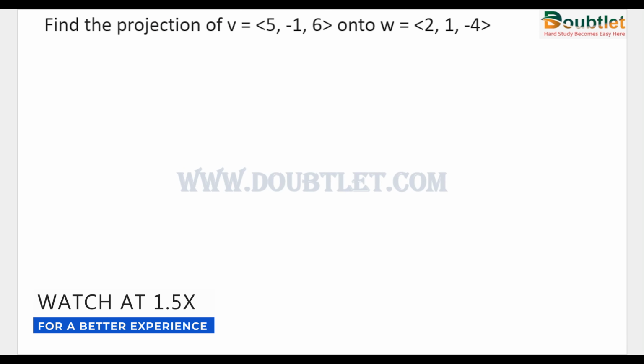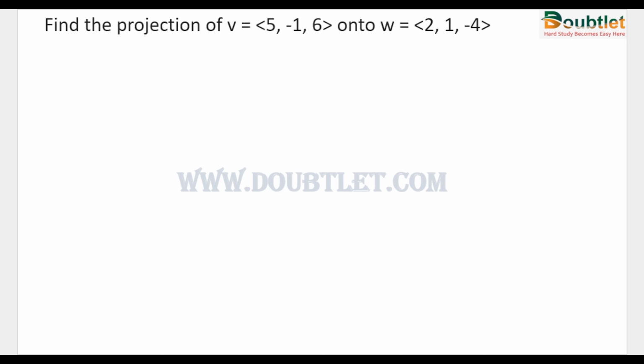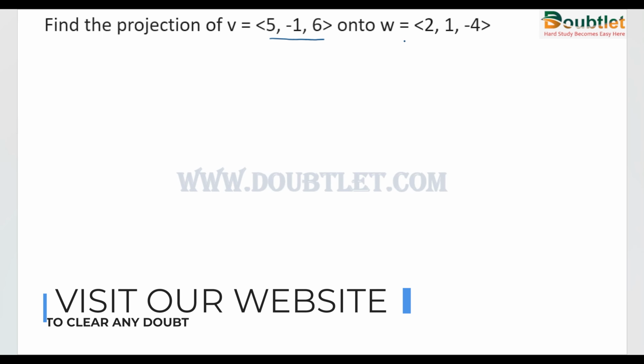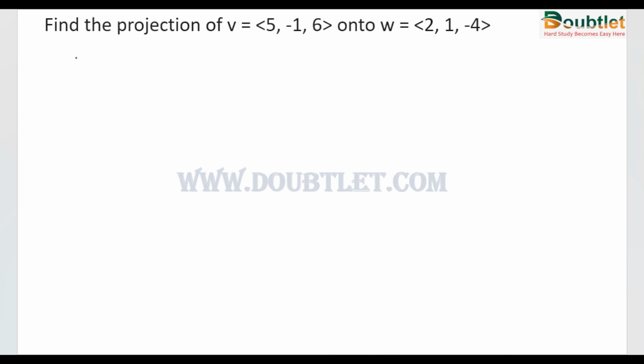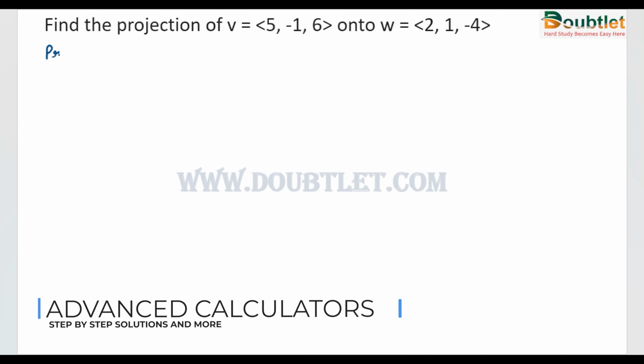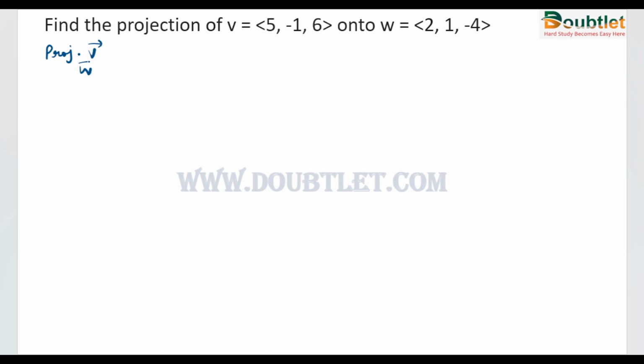So in this video, we will learn how to find the projection of a vector onto another vector. Here the v vector is given as 5, minus 1, 6 and the w vector is 2, 1, minus 4. So both vectors are given and we have to find the projection of v vector onto w vector. It is not given whether we want to find the scalar projection or vector projection, so we will find both here.